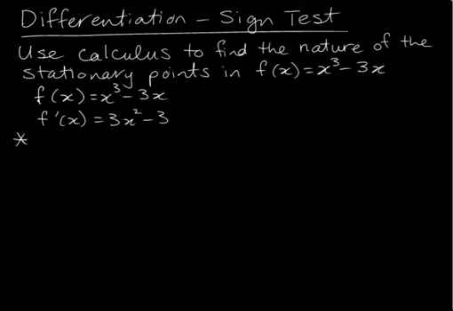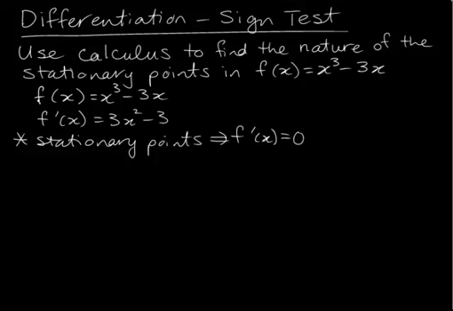Now, key point here, stationary points will always be when f dash of x equals 0. And that's because whether we've got a maximum turning point, a minimum turning point, or perhaps a horizontal point of inflection, at any of those instances, the gradient will be 0 at that point. So we set the gradient function to be 0.